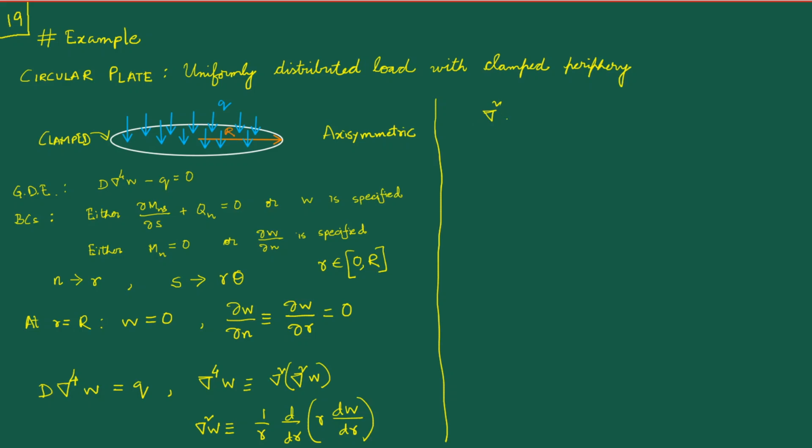I have this del square del square w is equal to q, and that will be written like 1 by r d/dr of r d/dr. So now I'm going to repeat this Laplacian again.